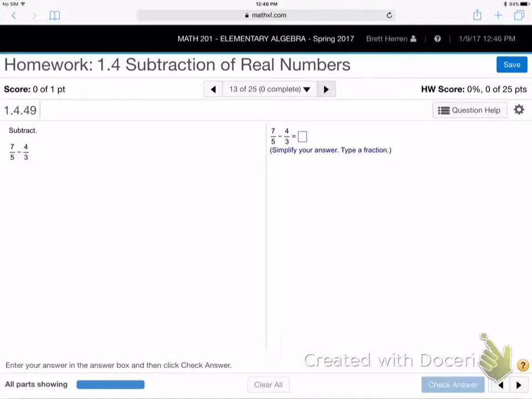Fractions can be difficult, so we need to definitely talk about them carefully and slowly. So let's do that. All right, so we have 7/5 minus 4/3. Okay, yeah, this will be the hardest problem we've done today so far. So we need to subtract those two fractions.